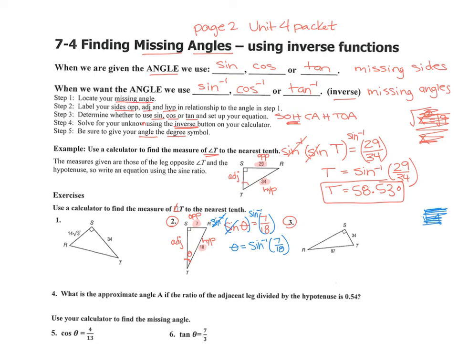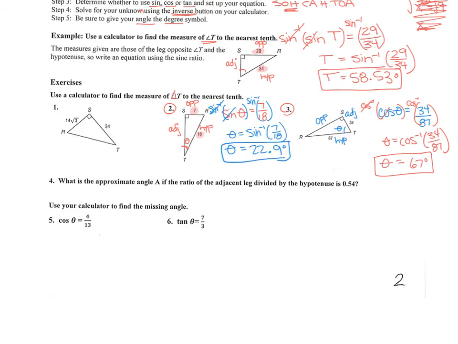So on your calculators, second button, get your sine inverse of 7 over 18, and you get 22.88 or 22.9 degrees. It said to round to the nearest tenth, so I went ahead and did that there. Why don't you try number 3 and then come back and check your answer. Hopefully you got 67 degrees for your answer.